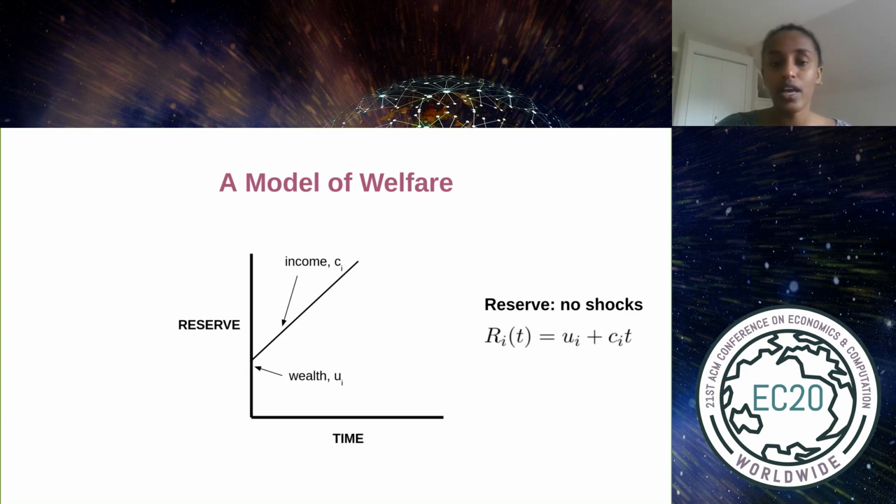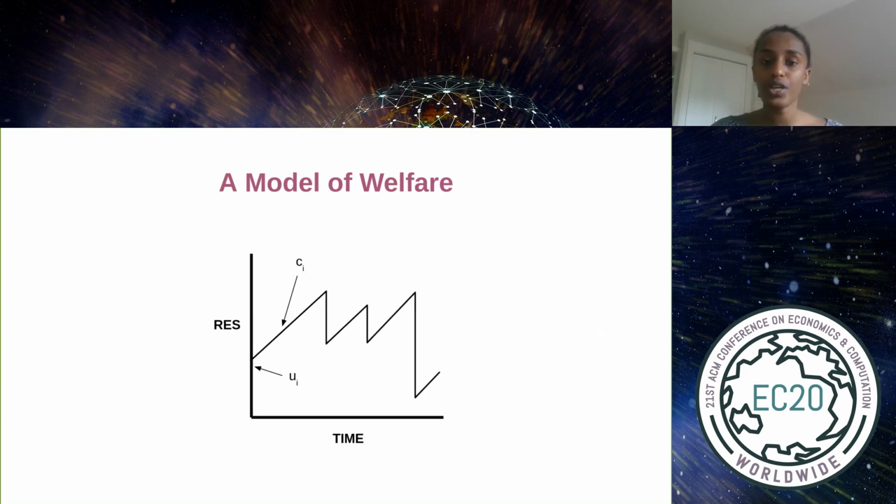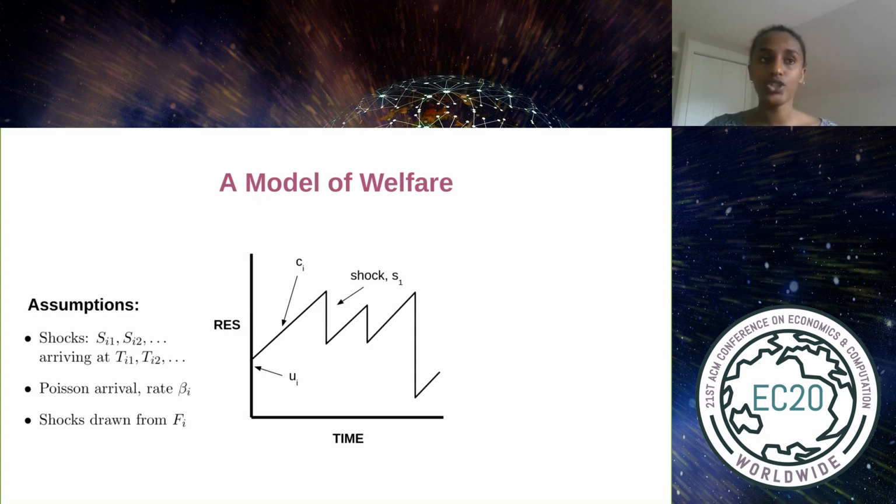So this is a simple expression, but we're in a setting where agents do experience income shocks. So what we'll do here is we'll model these shocks as a sudden drop in the agent's reserve. Here you see three drops that the agent has experienced. We'll assume that these shocks are arriving at randomly selected discrete points in time, so T1, T2, T3, and so on, and we'll denote the shock corresponding to time T sub j as S sub j.